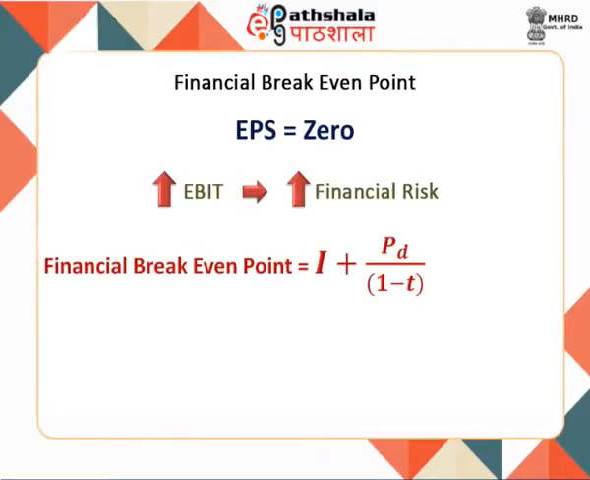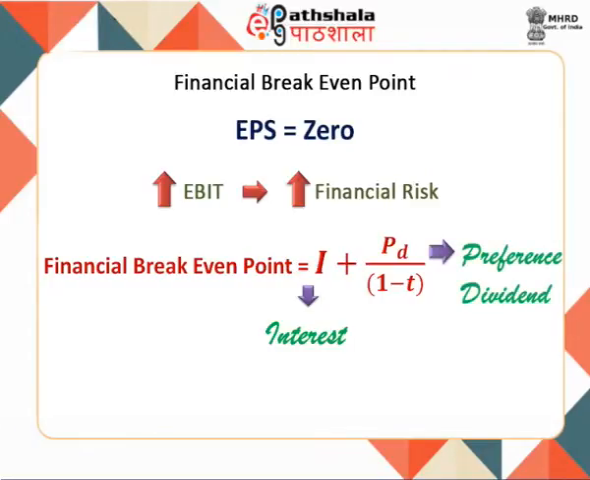Financial break-even point may be computed as I, that is interest, plus PD, that is preference dividend, divided by 1 minus T, that is tax rate.